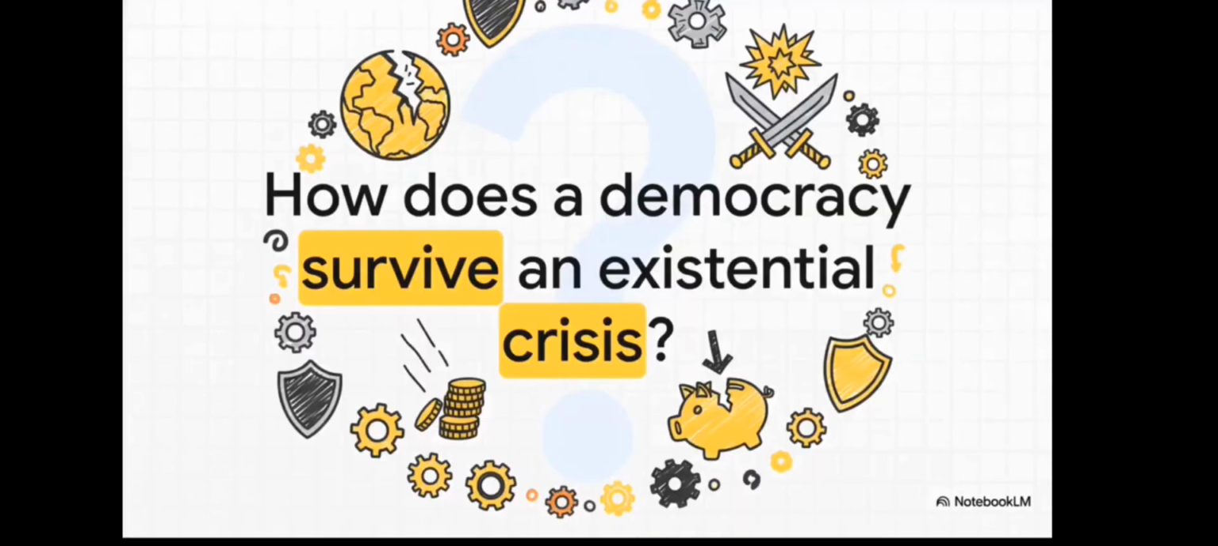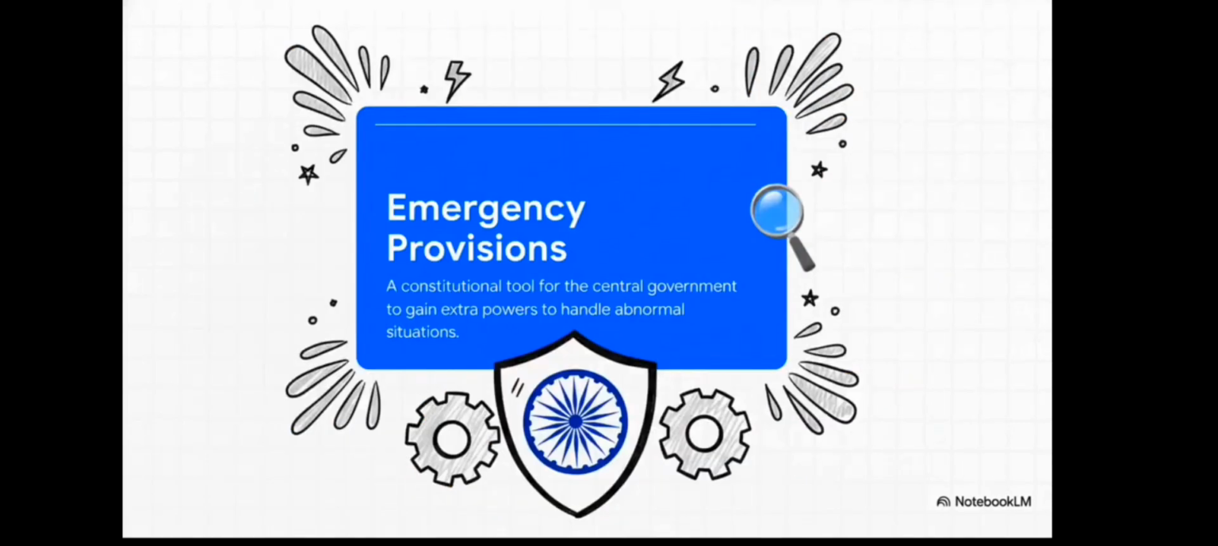But let's start with a really big question, one that every single country has to figure out. What happens when its very existence is on the line? From war, total internal collapse, or even financial ruin. How does a democratic constitution actually prepare for the absolute worst-case scenario? Well, the Indian Constitution's answer is this powerful set of tools we call the emergency provisions. Now, these grant the central government some pretty immense power, essentially shifting the whole balance of our federal democracy, all in the name of safeguarding the nation itself.